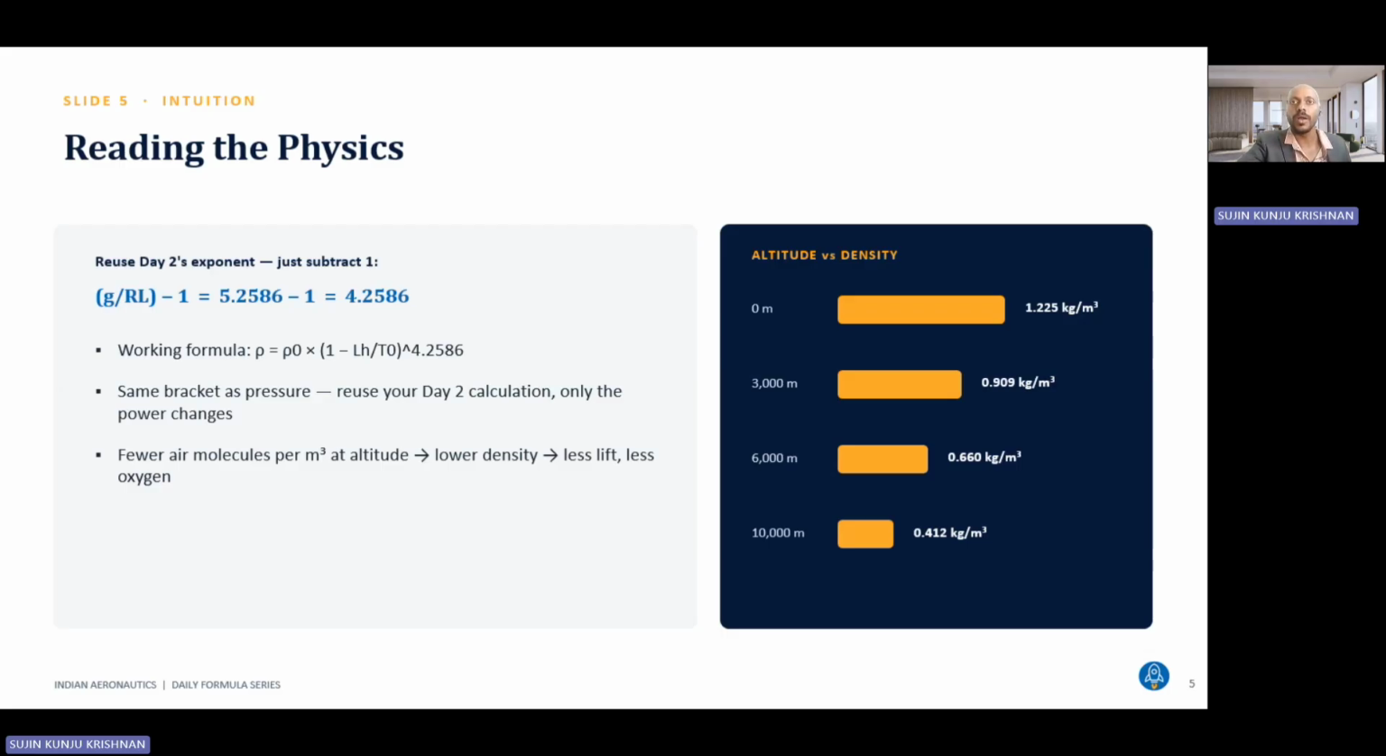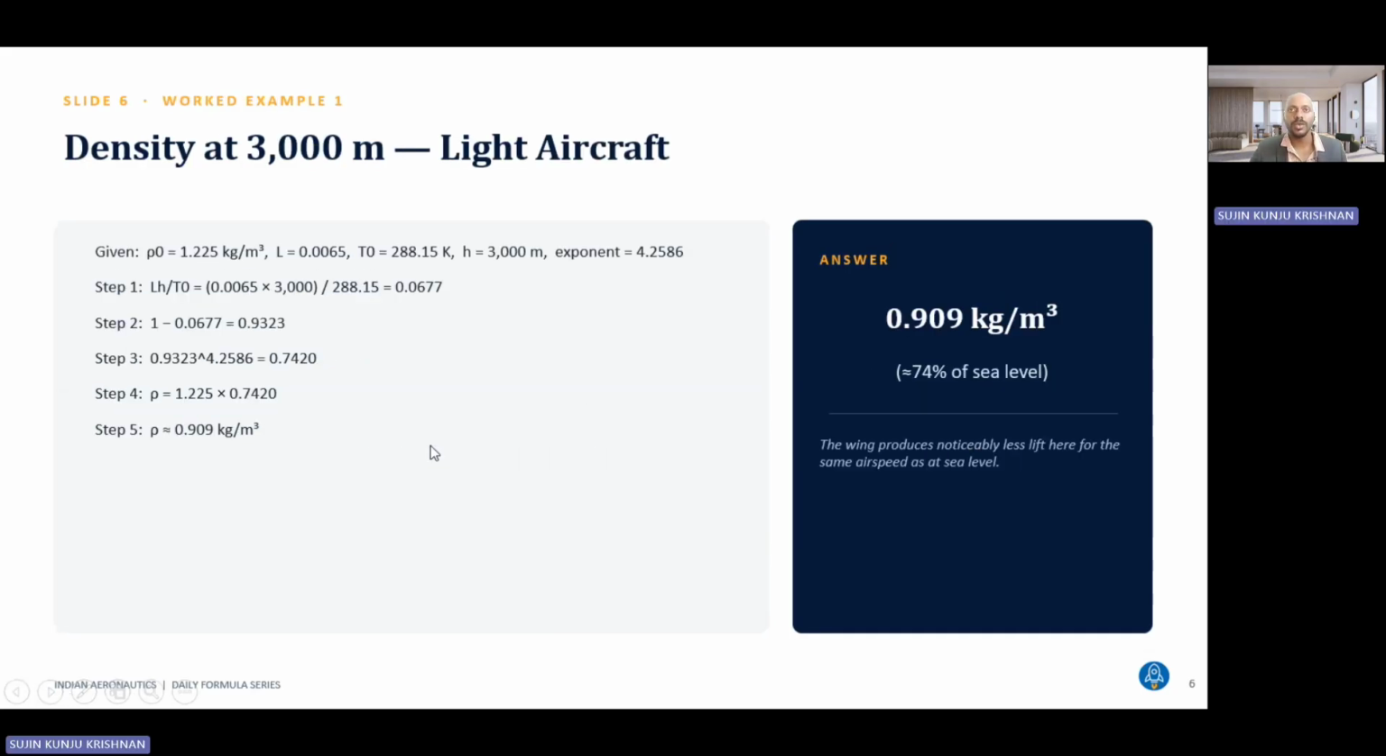One subtle point: because the exponent here, 4.2586, is smaller than pressure's 5.2586, density actually falls a little slower than pressure does, percentage-wise, but both fall faster than temperature, which only had a straight-line lapse rate. So now we can move to the worked examples.